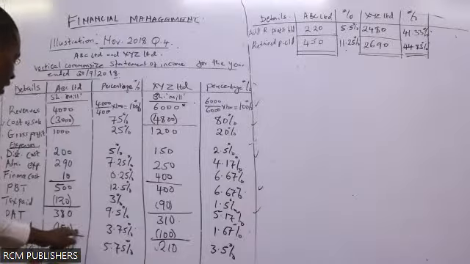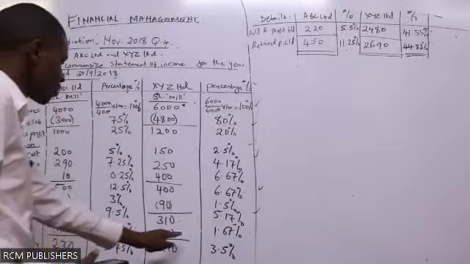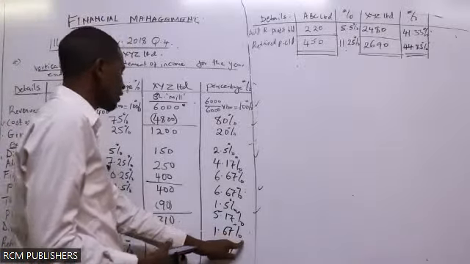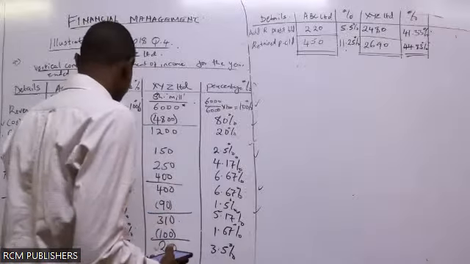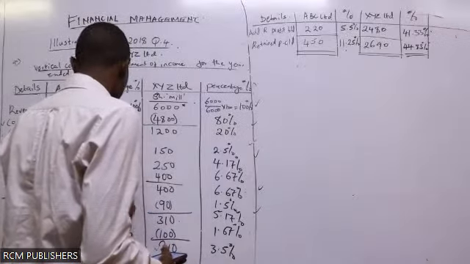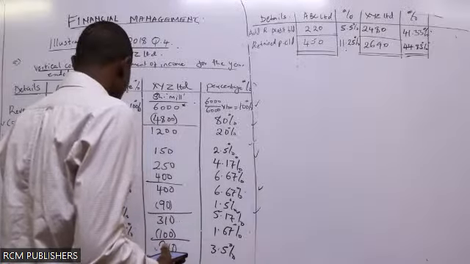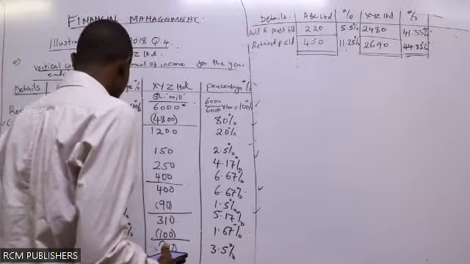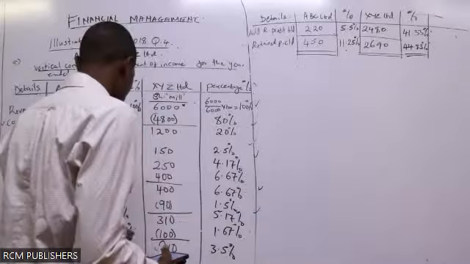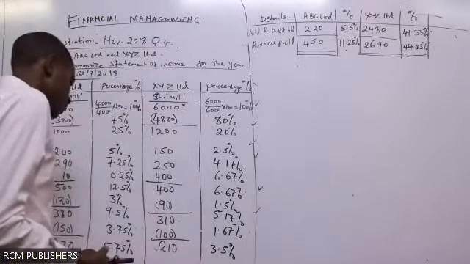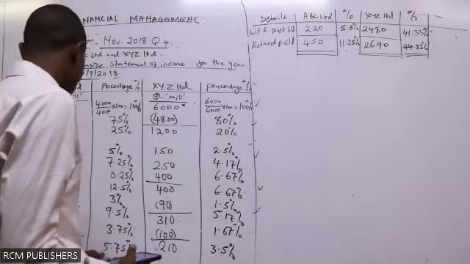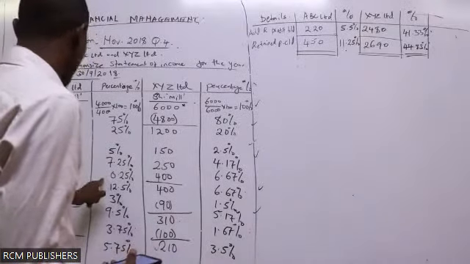Let's look at their dividend. They paid a lot of dividend compared to XYZ Limited. This dividend also reduced their profit. So they should see a way of managing the payment of their dividend to make sure that they don't pay too much and reduce their profit. What else? Retained profit. Let's also see.